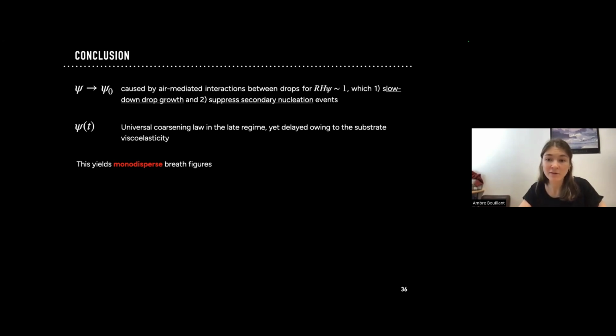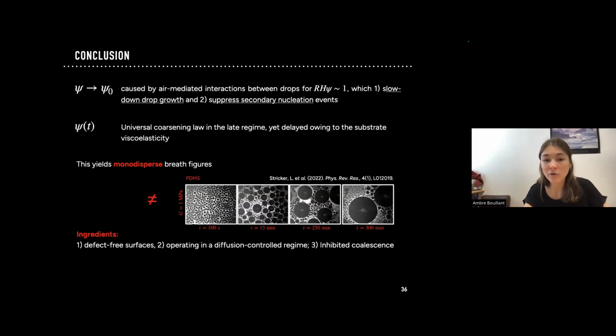So condensation on soft gel exhibits a nearly monodisperse breath figure distribution even at a later stage, which contrasts with most of the breath figures reported in the literature. And the way we understand that is that there are three ingredients to achieve monodisperse patterns. The first is to nucleate on smooth substrates, because otherwise you will nucleate on defects constantly. As soon as you free a defect, you will nucleate on it again and again. And the second thing, you need to operate in a diffusive regime for the air.